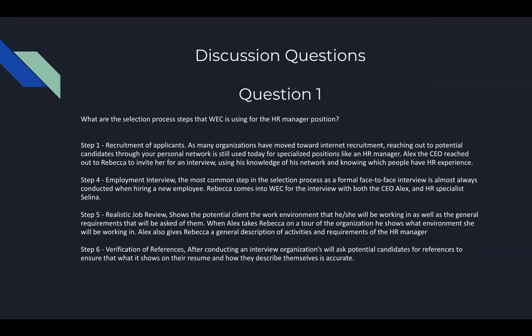As Connor explained earlier, there's usually 8 steps in the hiring process, and we see now that they only completed 4 of them. So step 1, the recruitment of applicants. As many organizations have moved toward internet recruitment, reaching out to potential candidates through your personal network is still used today for specialized positions like an HR manager. Alex, the CEO, reached out to Rebecca to invite her for an interview using his knowledge of his network and knowing which people have HR experience. Now they skipped steps 2 and 3, and we're going to go to step 4.